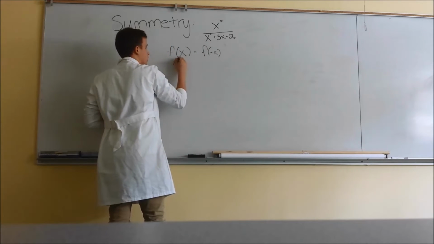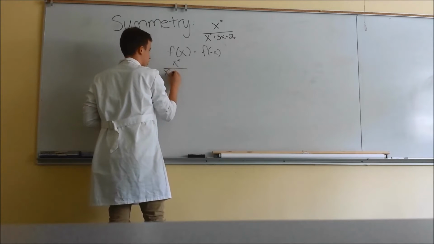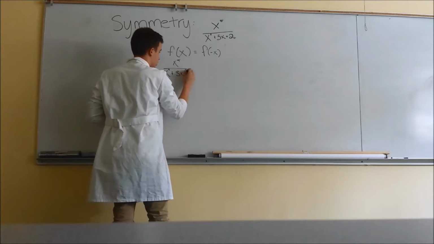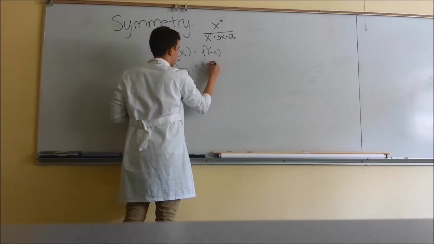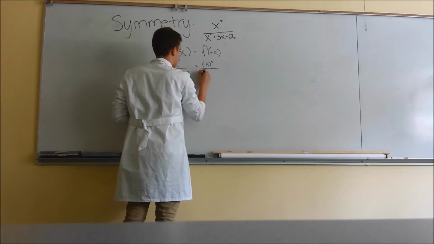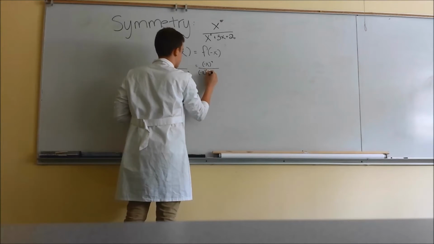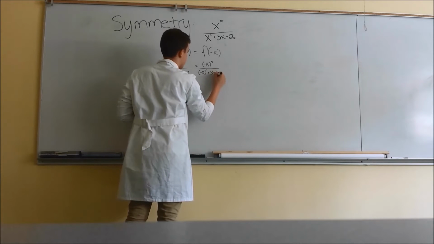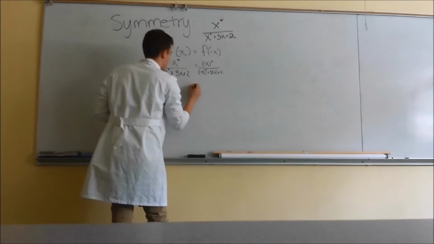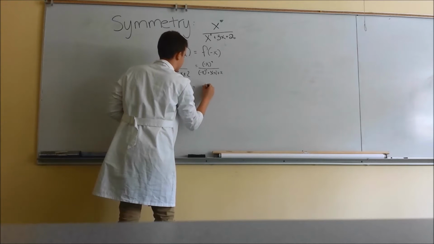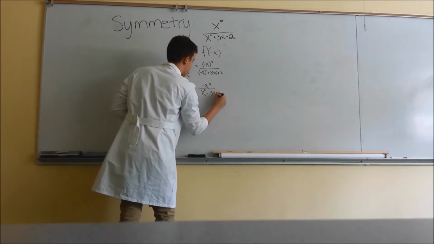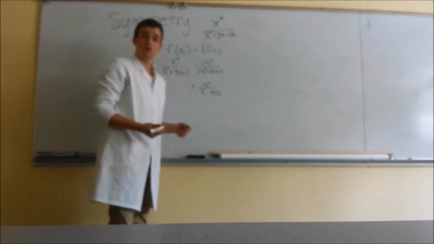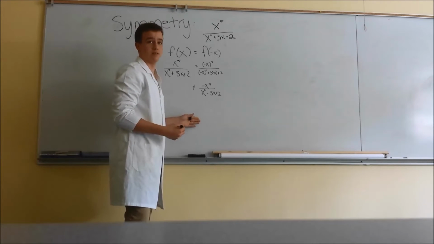And then we set our function, x to the power of 5 over x squared plus 3x plus 2, equal to negative x to the power of 5 over negative x squared plus 3 times negative x plus 2. And we know that negative x to the power of 5 will remain, x squared will become positive, and it'll become minus 3x plus 2, and that these are not equal, so this represents that this function is not even.